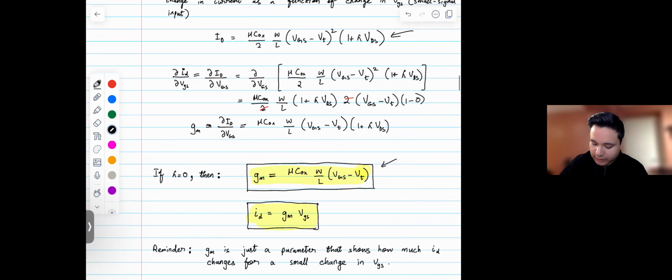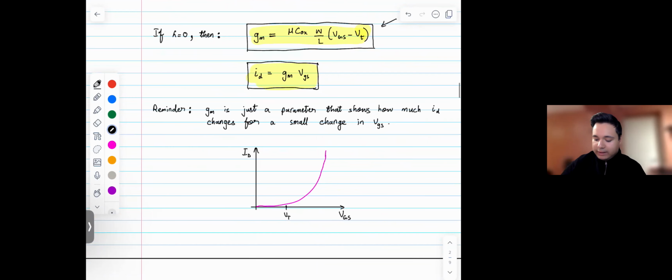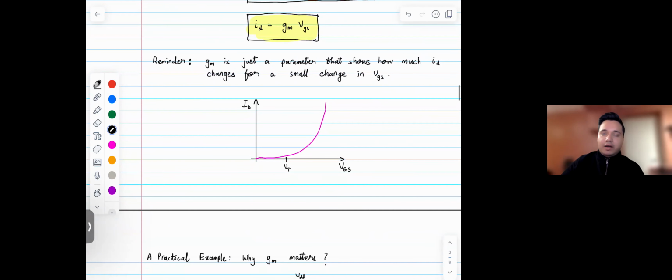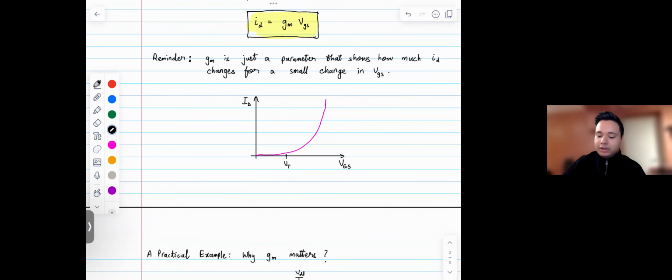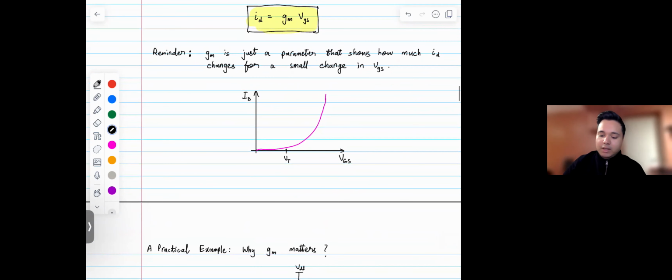So if you look at the ID versus VGS graph, where we took the derivative of ID versus VGS and arrived at the expression for GM, since it's a derivative, what it's telling us is basically that GM is just the slope of this curve. So this slope, let's say, would be equal to the GM. So that's what it is at its core.